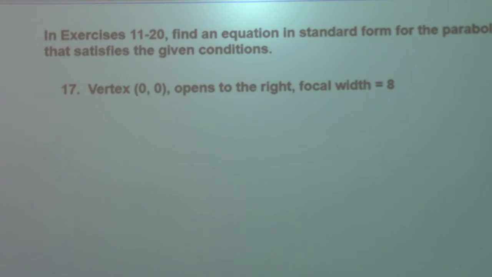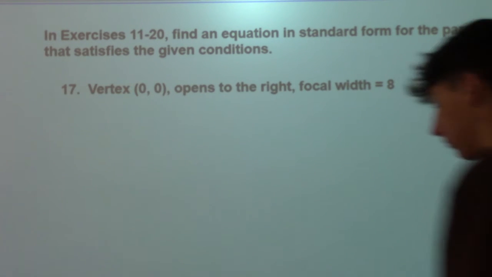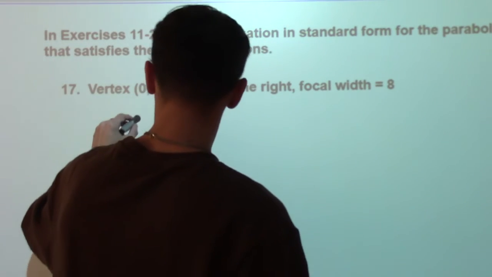Focal width equals 4P, because P is 2, 4 times 2 is 8, so focal width is 8. So is the 8 what goes in the equation? Focal width is always what goes in the equation. Yes, exactly. Look, when it looks like focal width equals a number, that's your equation. Sometimes we have to find one. But look, it gave it to us. Really lucky.